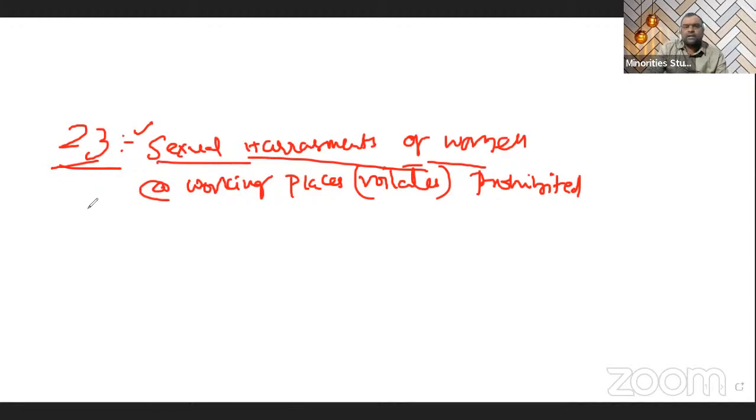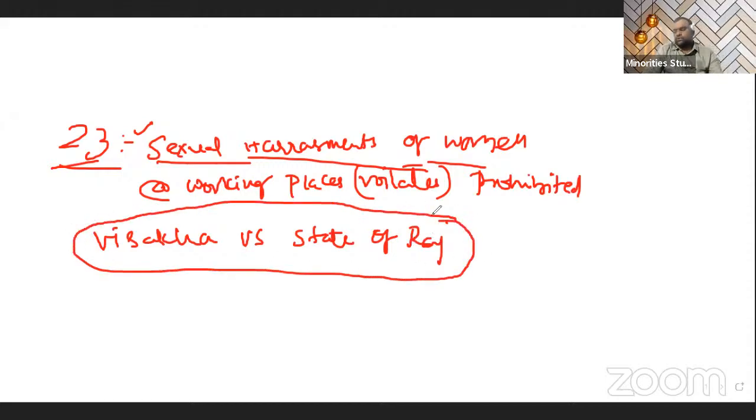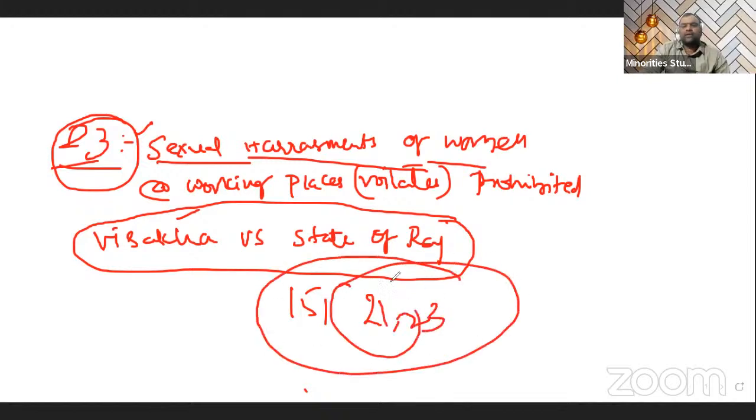According to which judgment is it violative of Article 21? According to Vishaka versus State of Rajasthan. Very, very important. According to Vishaka versus State of Rajasthan, if a woman is harassed sexually, physically, morally, any type of harassment, it violates Article 23. Not only Article 23, the judgment says that Article 15, Article 21, and Article 23 are violated: right to life and personal liberty, and discrimination. These three articles are violated.